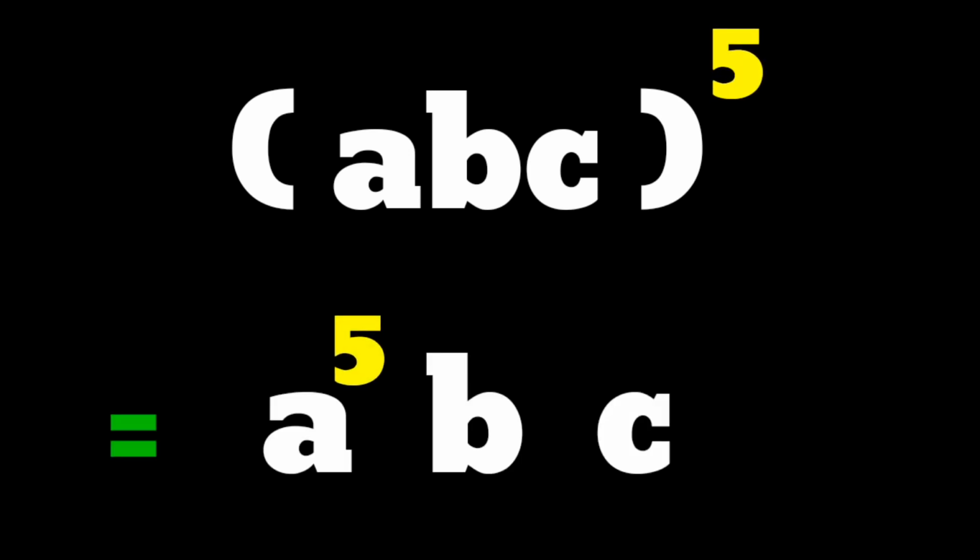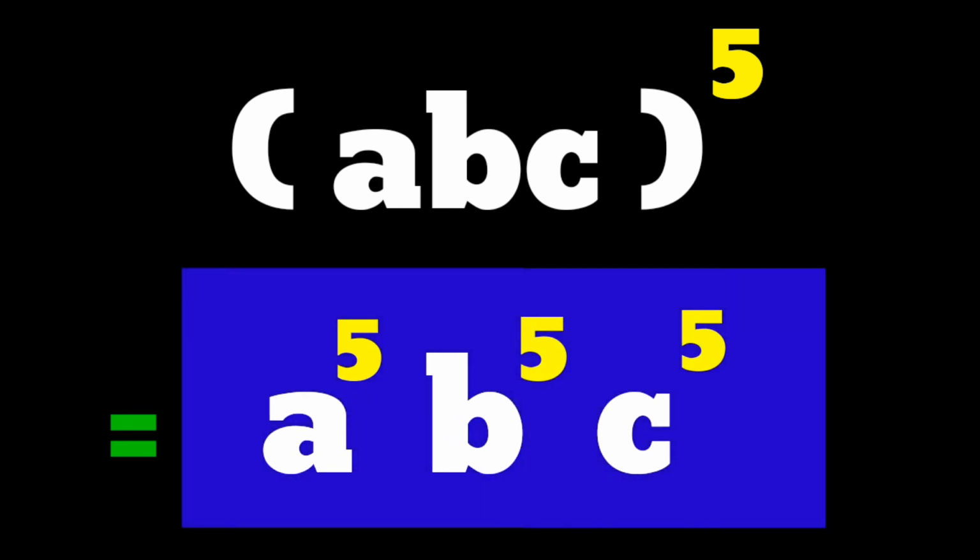Example 1. The quantity abc raised to the fifth power, raise 5 to each factor of the product. So the final answer is a to the fifth, b to the fifth, c to the fifth power.